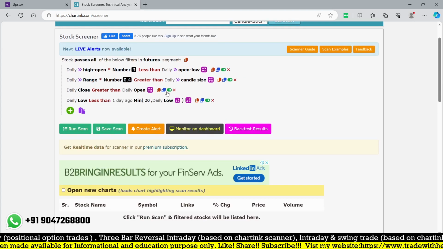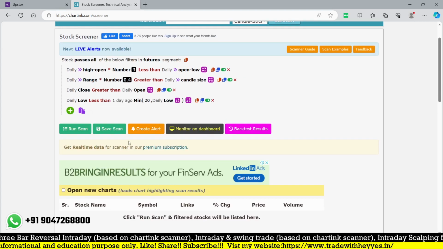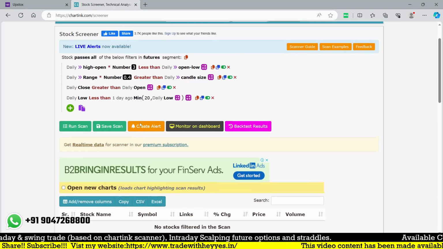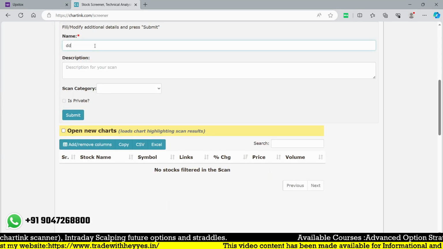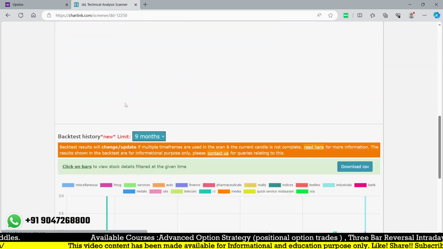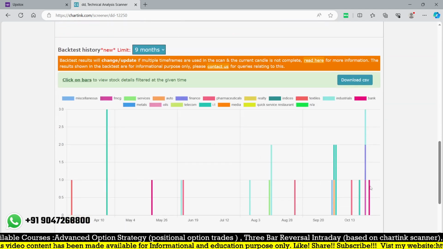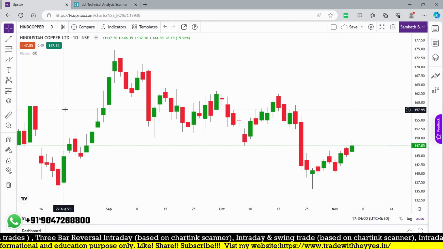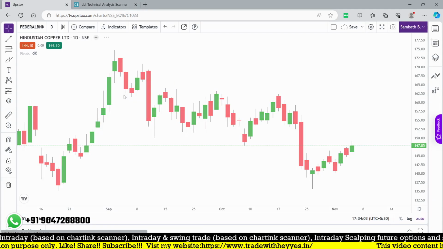So this is a condition which filters out a lot of stocks, and we filter out very few stocks. If we don't get any stocks, we save the scan with some name. So we can get only a few stocks at this point. Federal Bank for a swing trade. So let me go to Federal Bank.